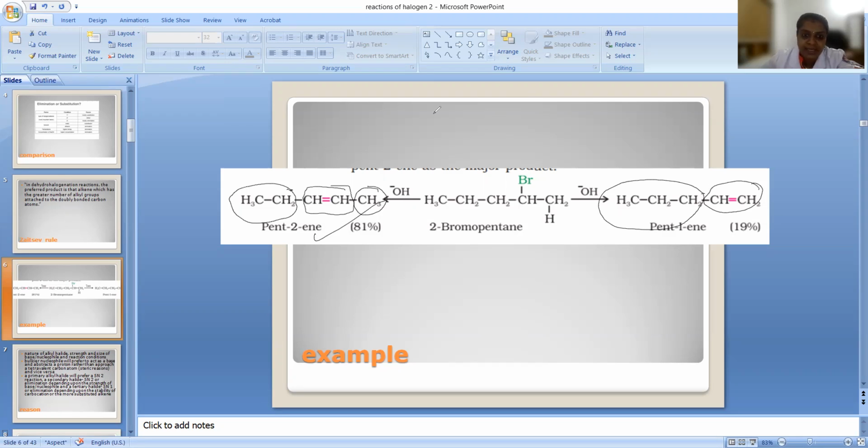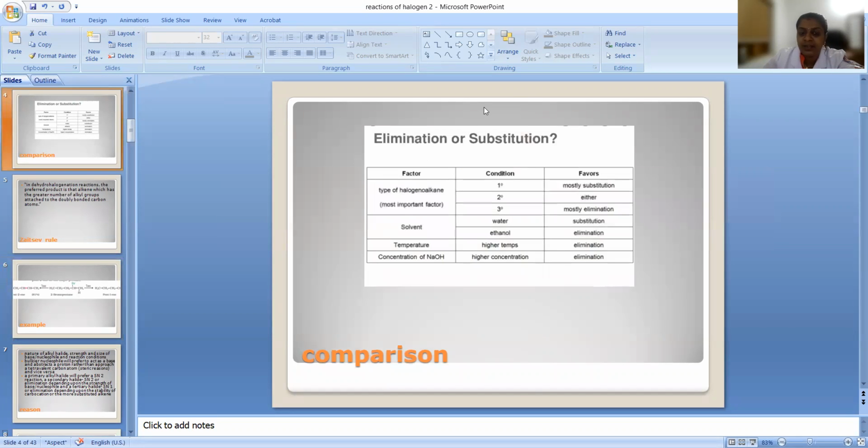Now let us compare the substitution and elimination reactions based on different factors. So today, first we are discussing haloalkanes. We have primary, secondary, and tertiary.